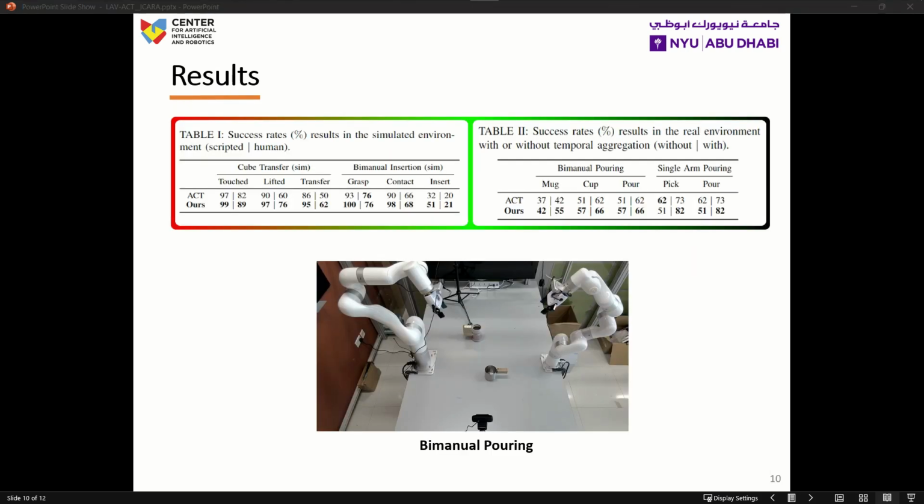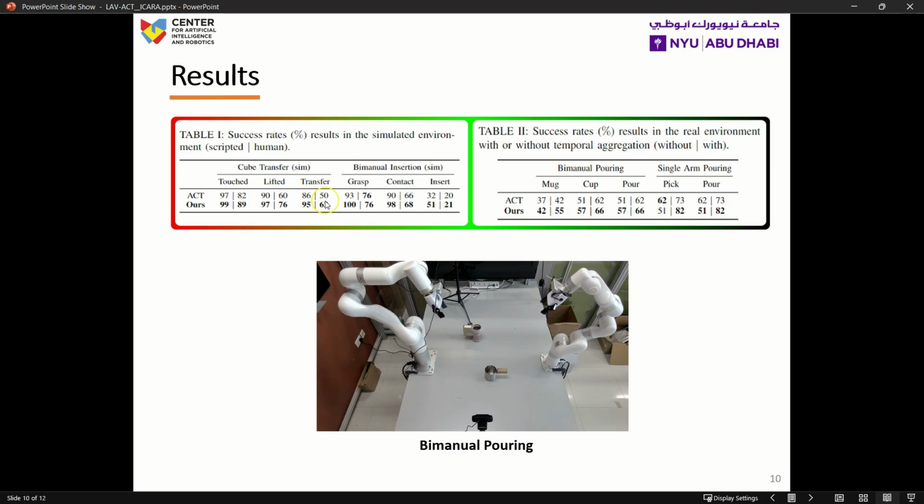For simulation results, we use the MuJoCo simulation environment that is used in the ACT paper for direct comparison with the ACT. The results demonstrate that our model consistently outperforms the ACT framework across all tasks and solve stages. Specifically, in the cube transfer task, our model achieves a notable improvement in the lifted substage with a 16% increase, from 60% to 76%. Additionally, in the transfer substage, we see a 12% improvement from 50 to 62% under the same training conditions.